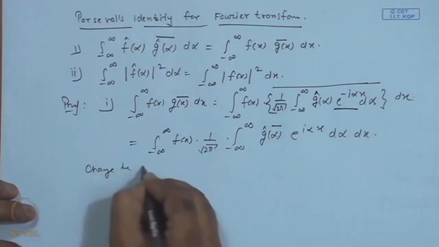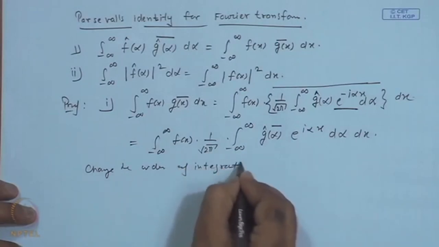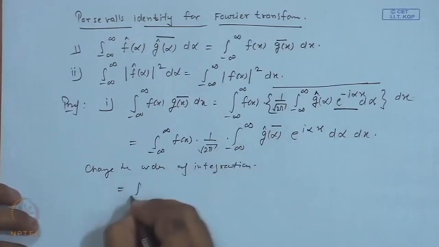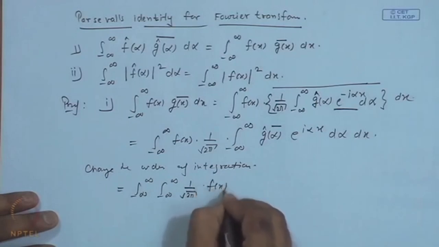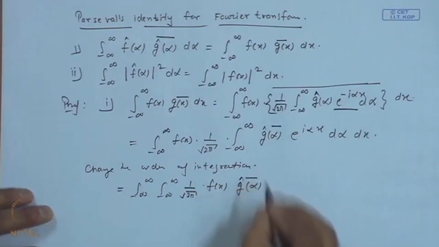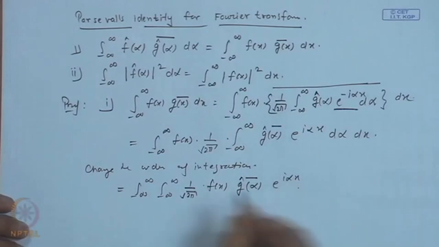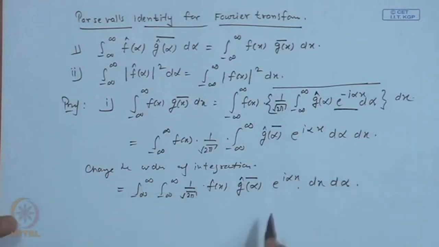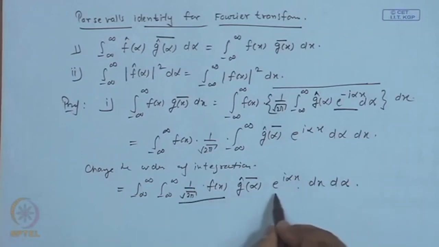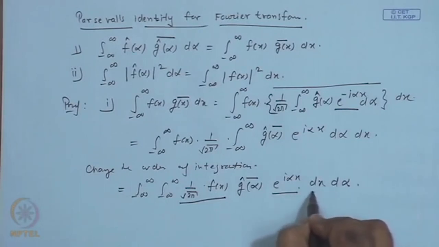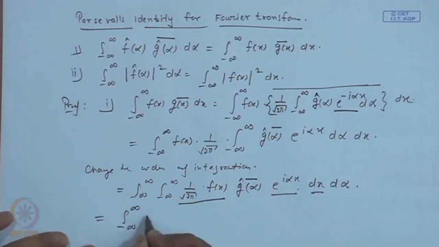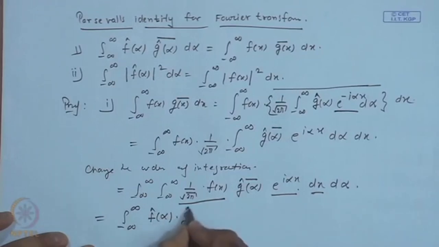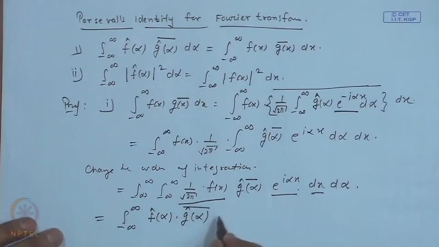And now we can change the order of integration. In this case, we will get the double integral from minus infinity to plus infinity, 1 over square root 2 pi, f(x), g hat alpha complex conjugate, and this e^{iαx}, then dx and d alpha. So, this 1 over square root 2 pi f(x) e^{iαx} with this dx will give us again the Fourier transform of f. So, this is the Fourier transform of f, and we already have this Fourier transform of g with this conjugate and d alpha. So, the first result is proved, and the second one is just a particular case.